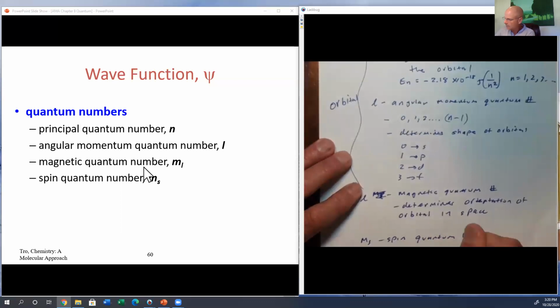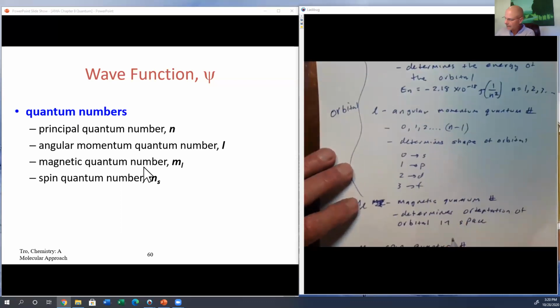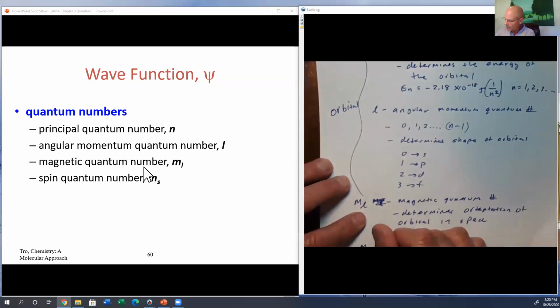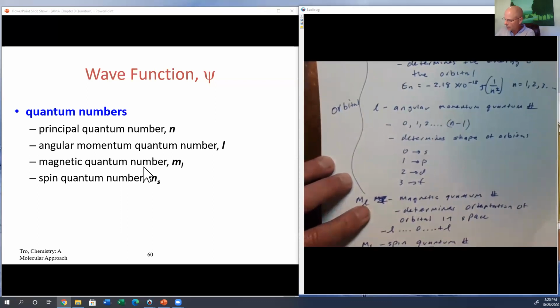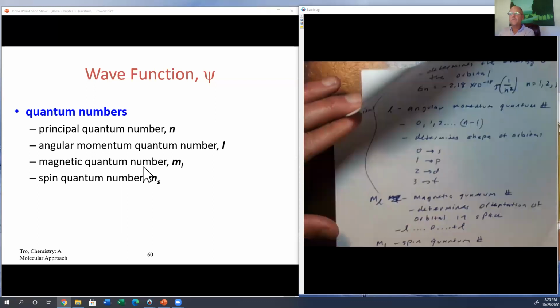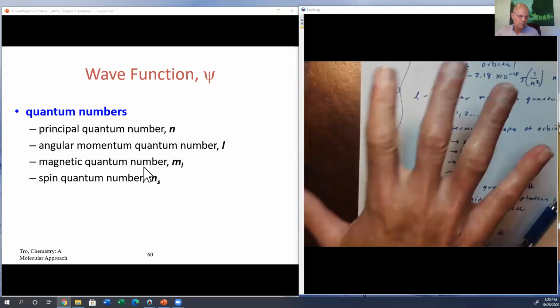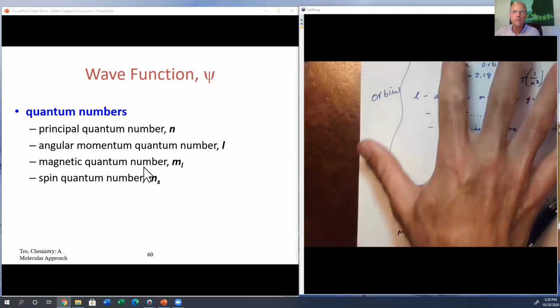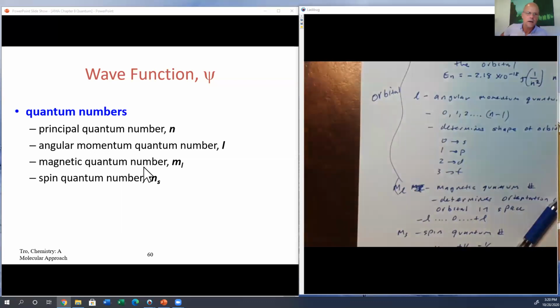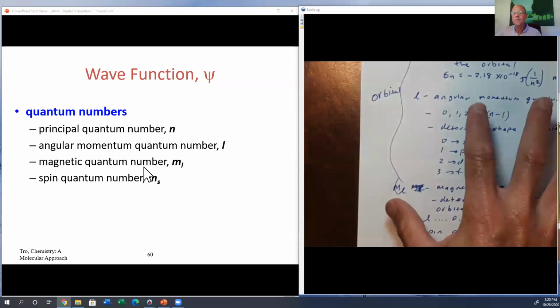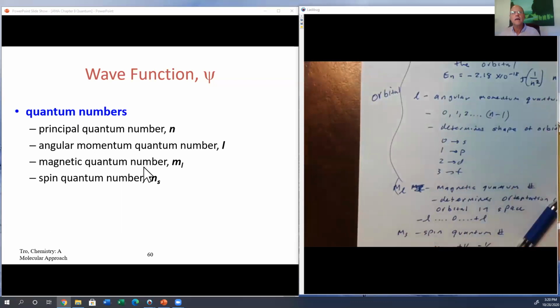I'm running out of time, so we'll pick this up next time, but the magnetic quantum number can have integer values from negative L through 0 to positive L. And the spin quantum number can only equal plus 1/2 or minus 1/2. So those are the 4 quantum numbers. 3 of them determine an orbital. We're a little rushed here at the end, but don't worry, we'll go over this again next Monday, and then we'll see what these orbitals look like, and all will become clear.